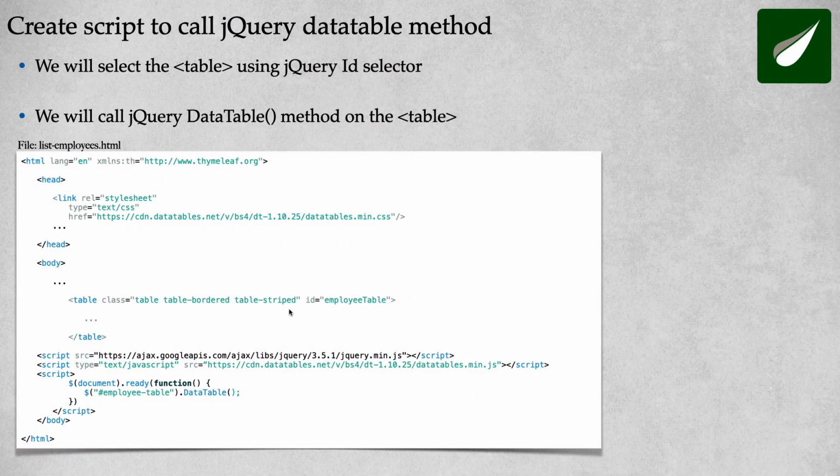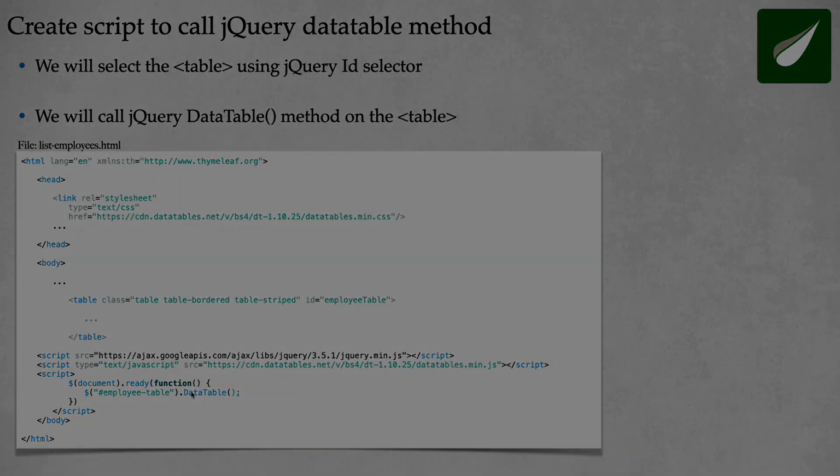Next we are going to create a script to call the jQuery data table method. We are going to target the HTML table using the ID selector, and on the table we are going to call the jQuery data table method, which will add the jQuery data table to the HTML table. It will automatically provide the option for searching, sorting and pagination. Alright, now let's jump back to the STS IDE and add the jQuery data table to the application.